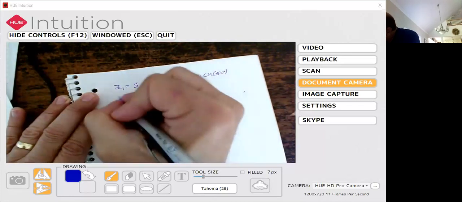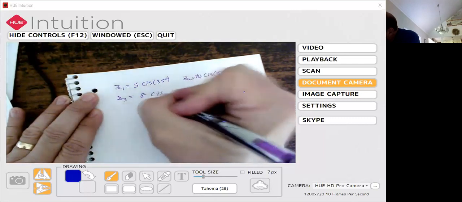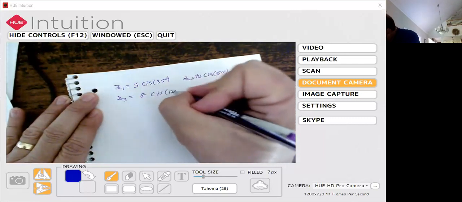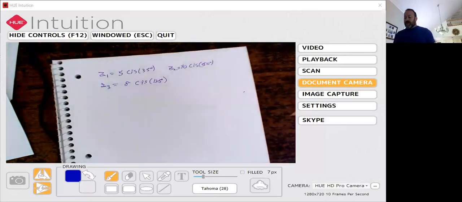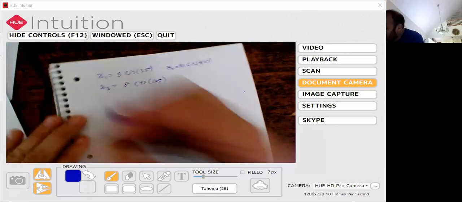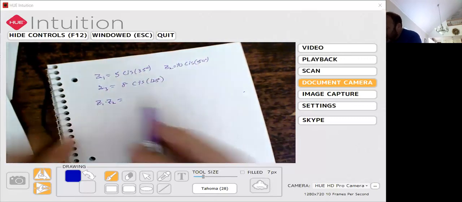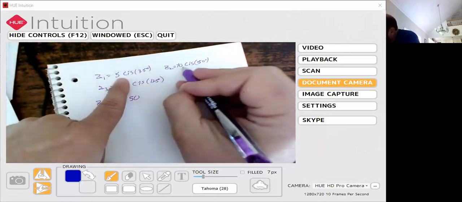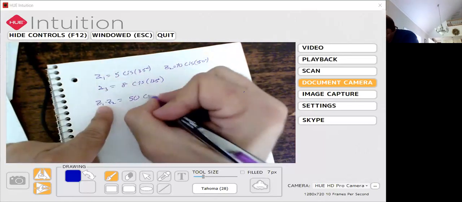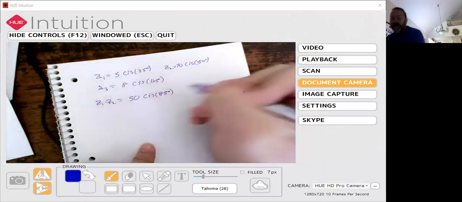And last, let's imagine Z3. Because we can just go crazy with it and have as many things as we want. 8 cis 125 degrees. I actually got super lucky with this. I just made those three numbers up and something kind of cool happened in that. But if you were in this form, the product of Z1 times Z2, 5 times 10 is 50, cis, to add those angles, I got 85 degrees.